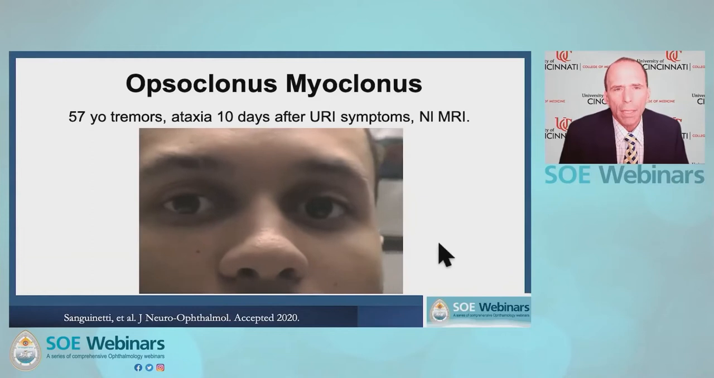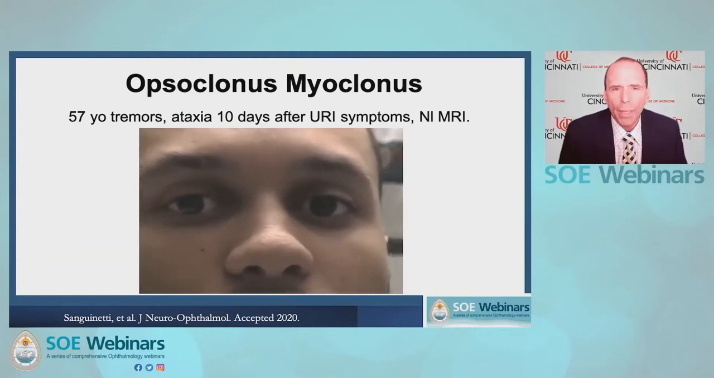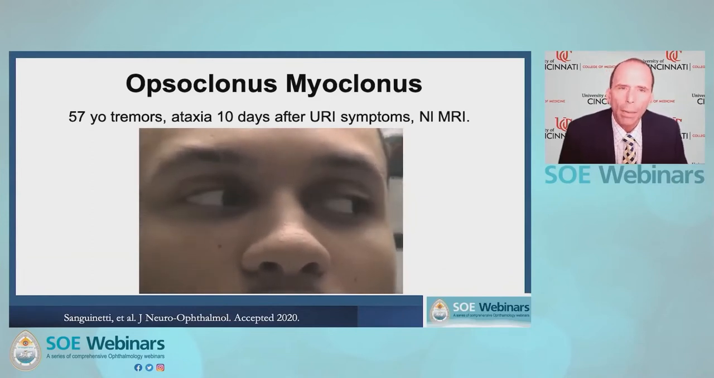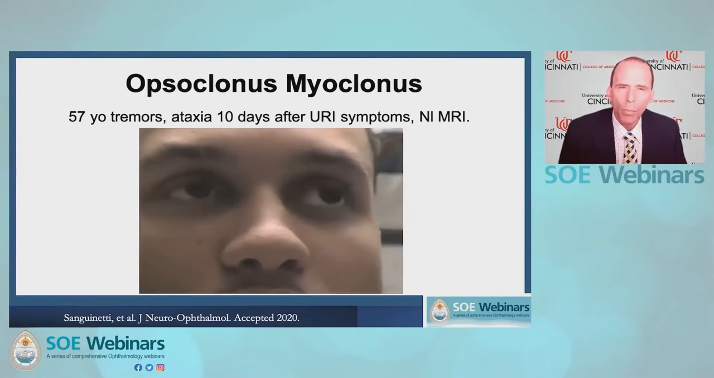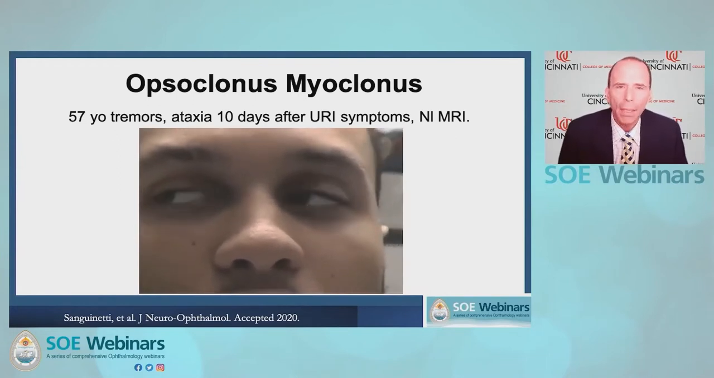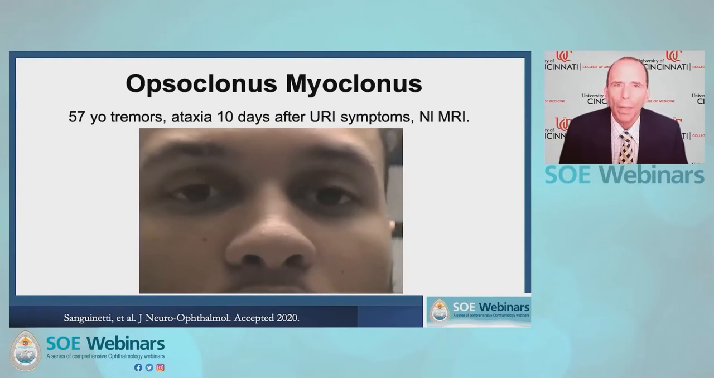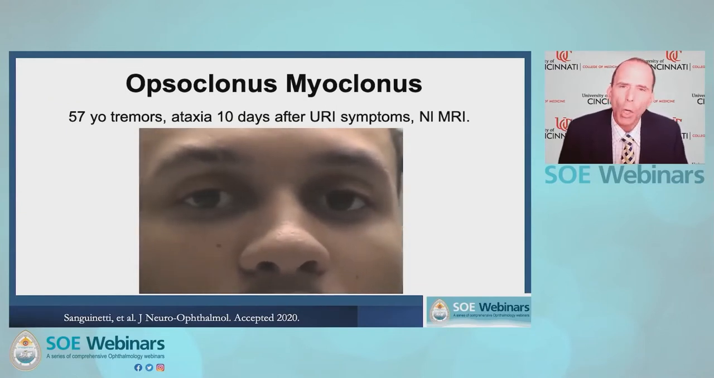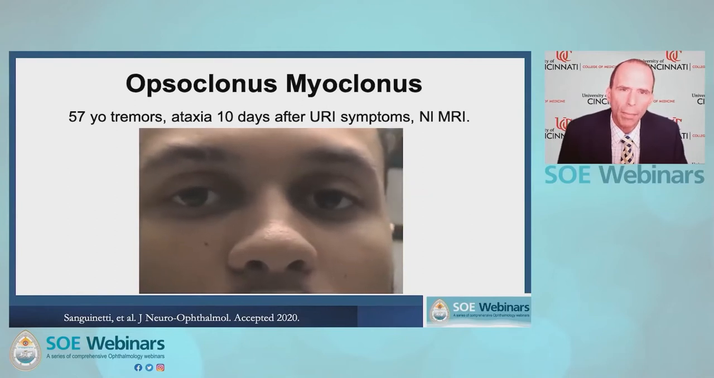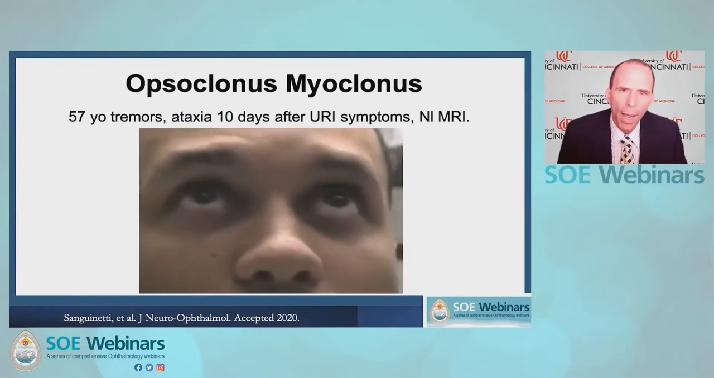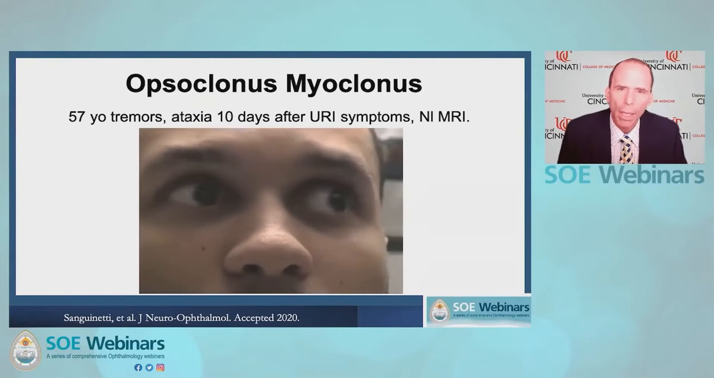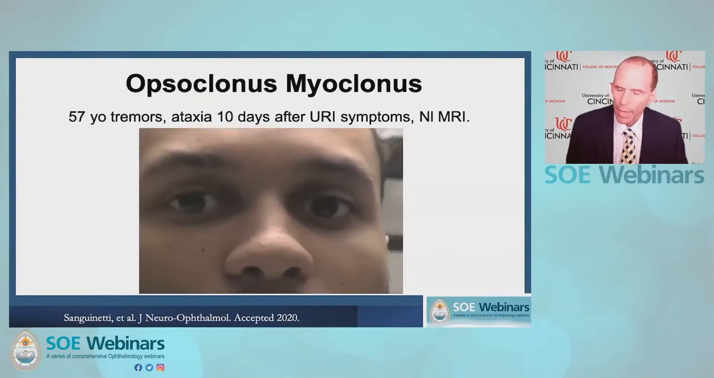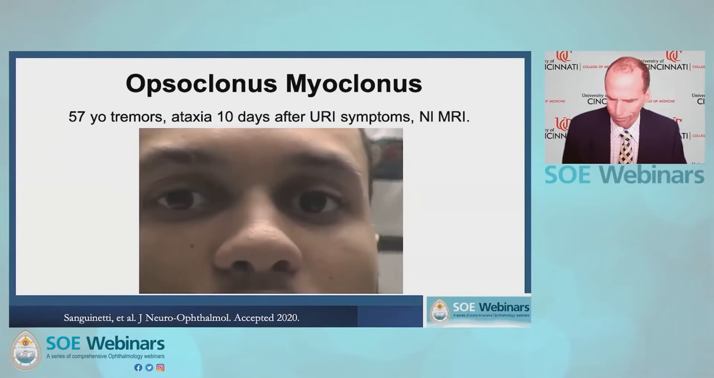And you can see that there are full eye movements, but random conjugate saccadic eye movements, so-called saccadomania, in a different patient with opsoclonus, a finding that most ophthalmologists probably don't get a chance to see. But you can see these random conjugate involuntary eye movements in a patient with opsoclonus.